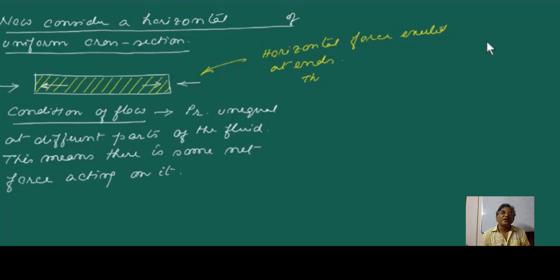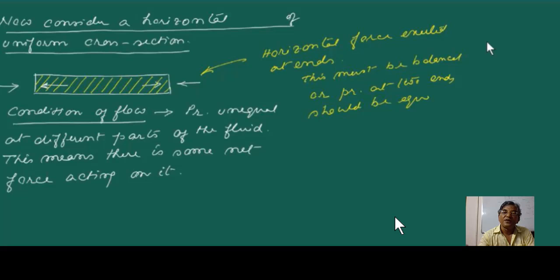So this means that if there is a difference in pressure, and pressure is unequal at different parts of the fluid, this makes the liquid flow. There is a difference in pressure means there is some net force acting on it. Now, if it doesn't flow, the forces are in equilibrium. The horizontal forces exerted at the ends must be balanced, or the pressure at the two ends must be equal.